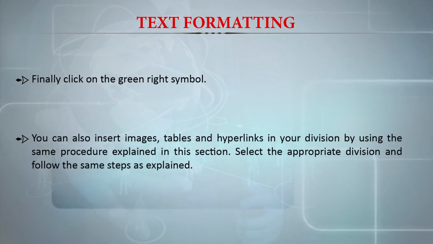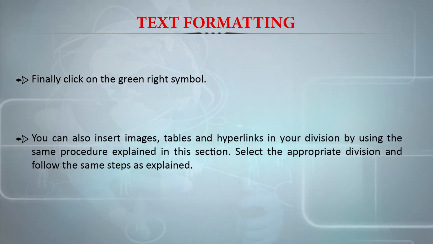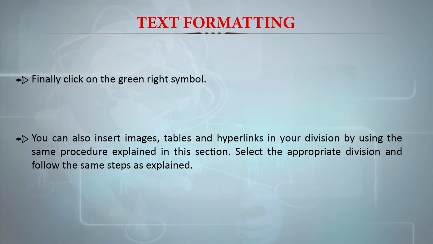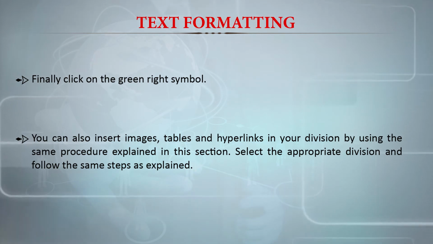And we can also insert images, tables, and hyperlinks in our division by using the same procedure as explained in the section in your book. Of course, it is the same thing I am discussing here. So even if you recall the earlier discussion, you will be able to insert the images, tables and hyperlinks in the division. And of course, select the appropriate division and follow all the steps as we discussed. So this is how we create a partition of the web page.